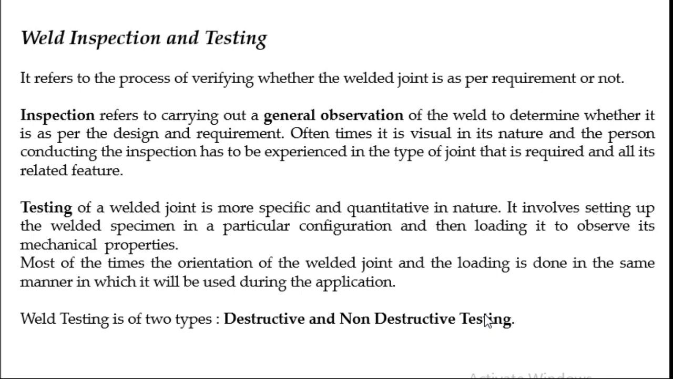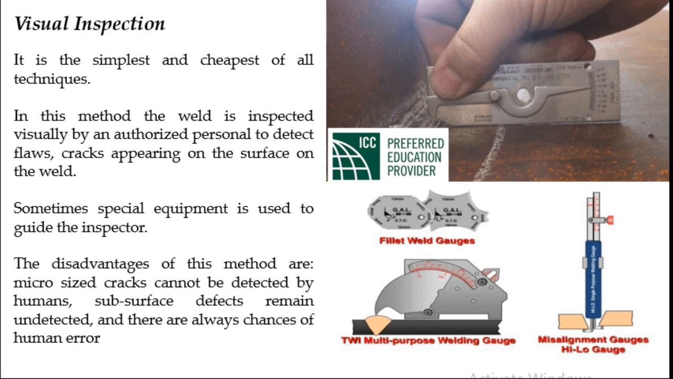Weld testing is basically of two types: destructive testing and non-destructive testing. As I told in the final few minutes of the previous video, testing is of two types. Destructive testing we perform in a manner so that the weld is destroyed, it is damaged. But non-destructive testing is done without damaging the weld. We'll talk about it later. So now we'll talk about visual inspection.